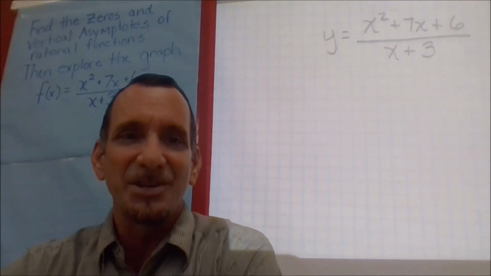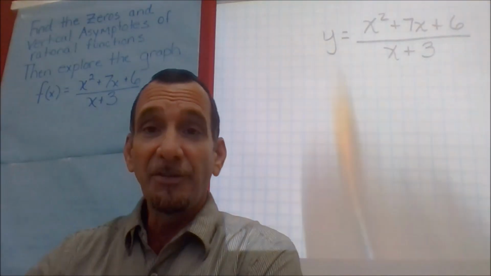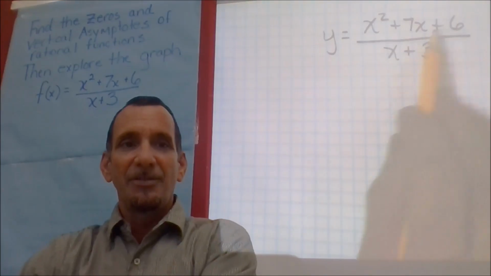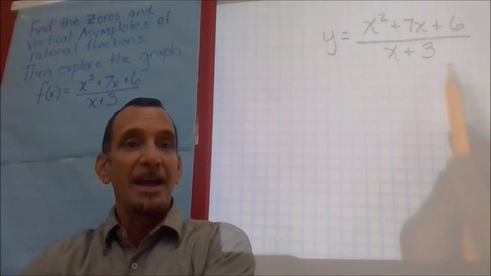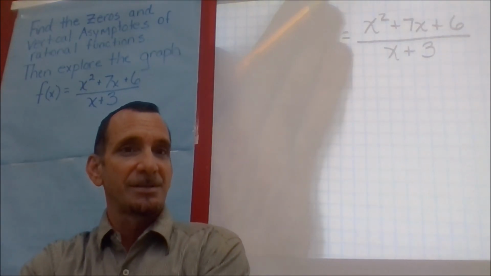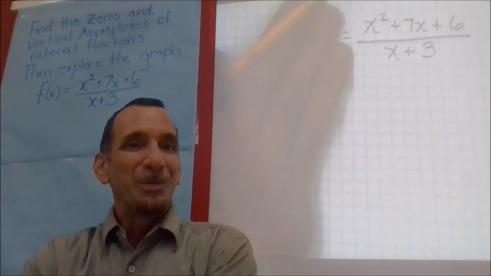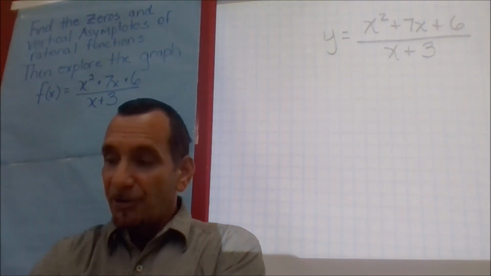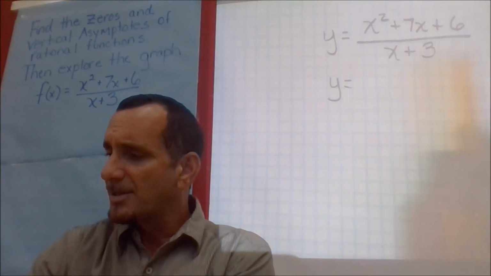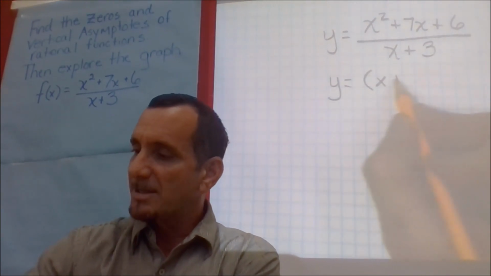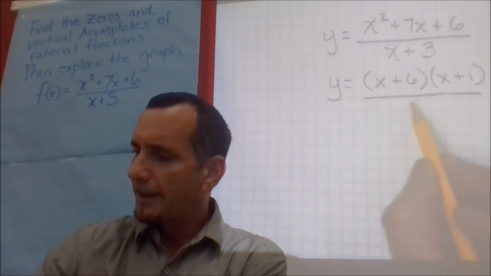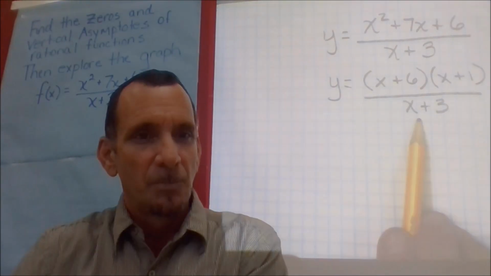So here's our rational function. We have f of x, or y, equals x squared plus 7x plus 6 over x plus 3. Now, when we were simplifying rational expressions, you knew what to do. We factored. So let's do this simple factoring and rewrite this problem as x plus 6 times x plus 1 over x plus 3. So this is great.